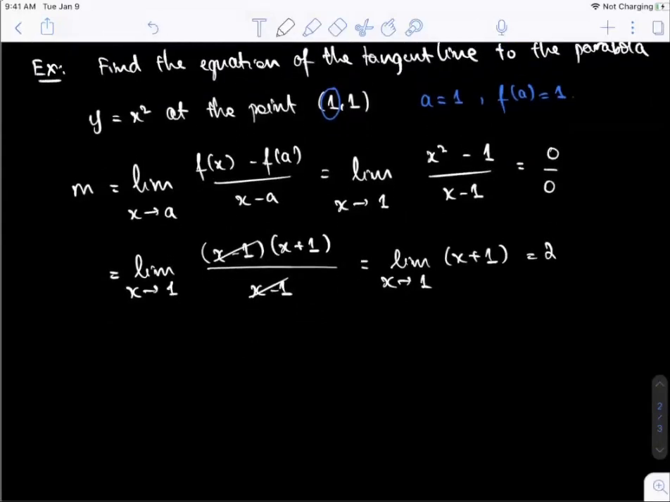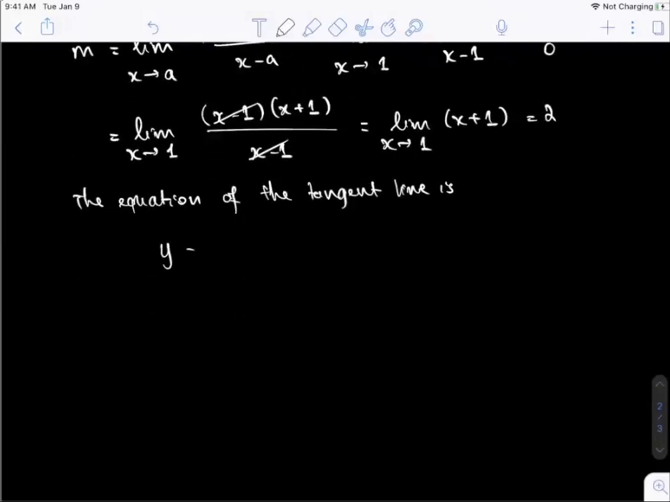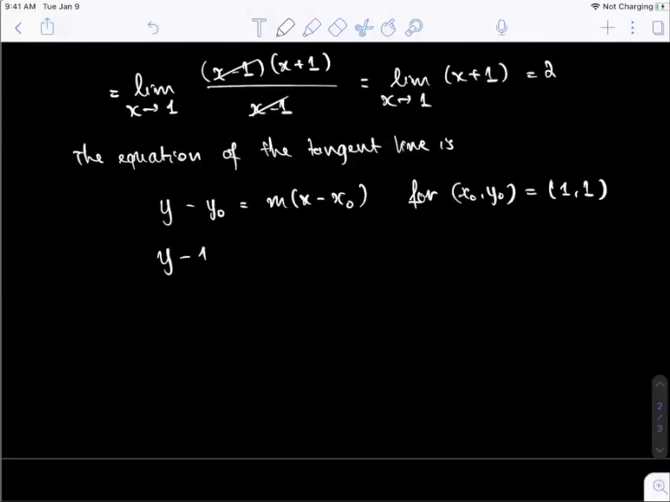So the equation of the tangent line is y minus y0 equal to m times x minus x0, for x0, y0 equal to 1, 1. We have y minus 1 equal to 2 times x minus 1. Well, this is y equal to 2x minus 2 plus 1, or y equal to 2x minus 1 for the answer.